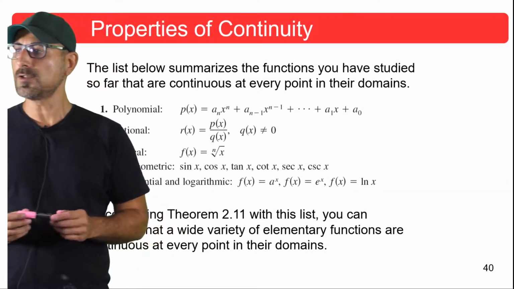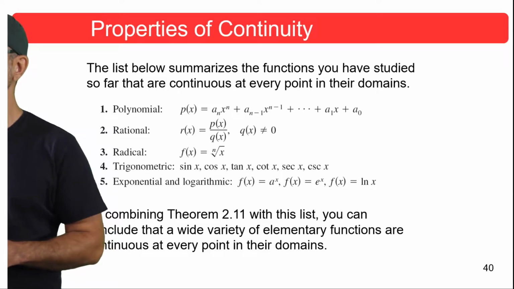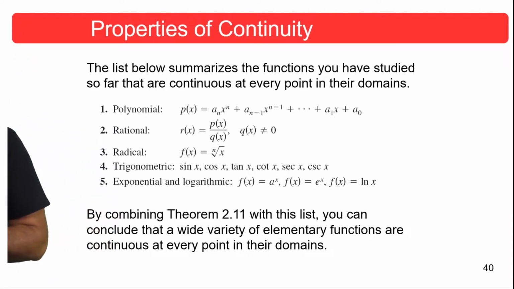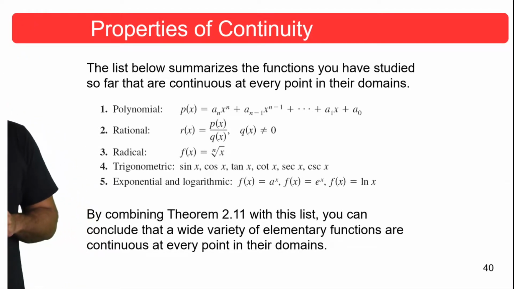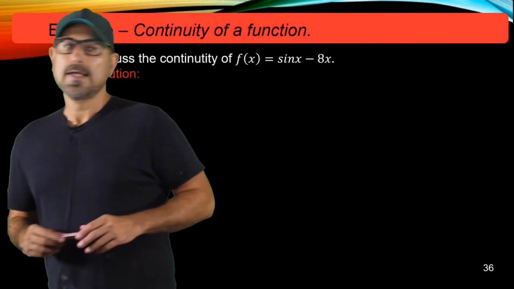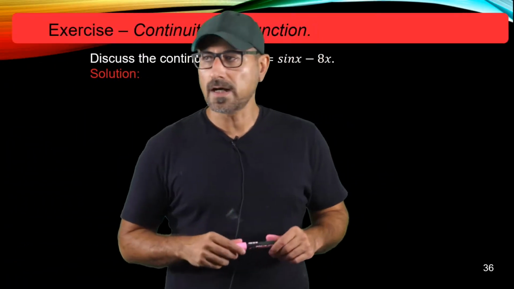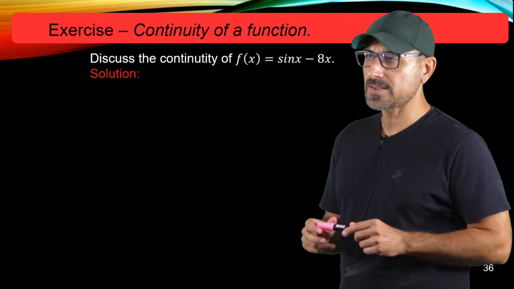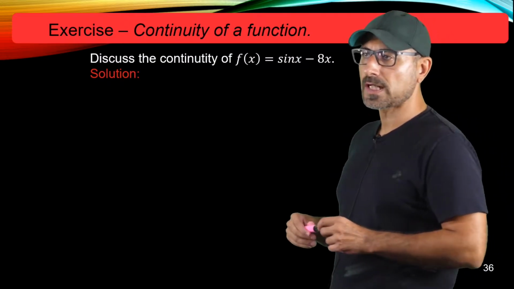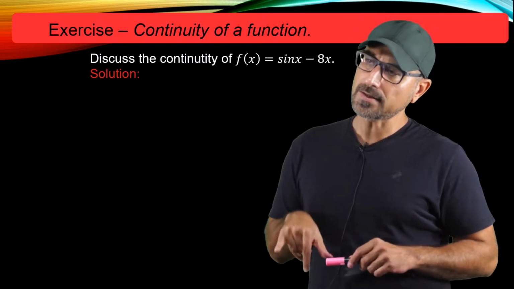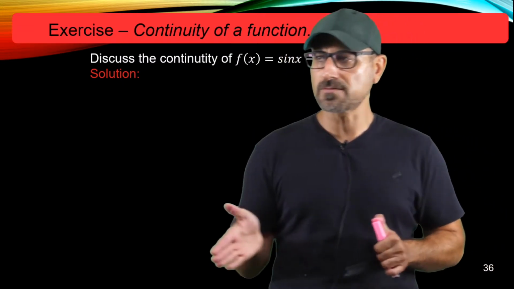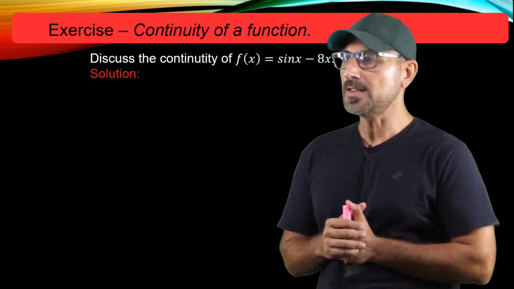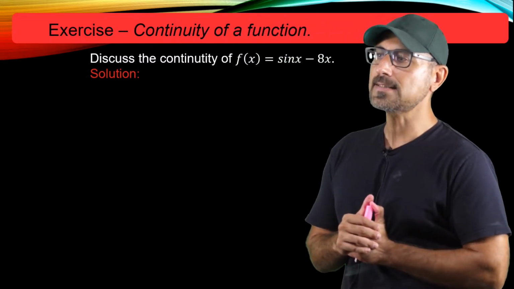Polynomials, rational functions, radicals, trigonometric functions, and exponential and logarithmic functions are always continuous in their domains. In this exercise, we have the function sine x minus 8x, and we are going to investigate for continuity. As you see, this function is the difference of two pieces. One piece is the trigonometric function sine x, and the other piece is a polynomial, 8x.